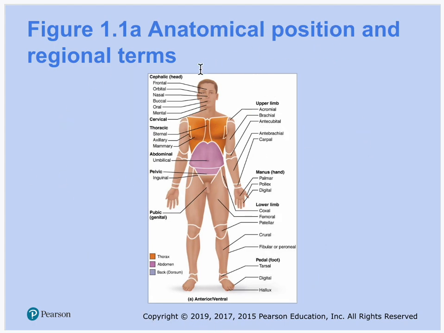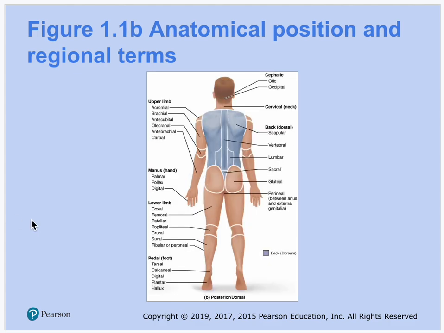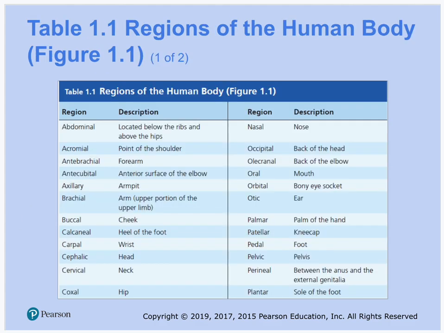Here is just the anterior terms. Here are the posterior terms. There is also a table in your lab manual, table 1.1, that gives a written description of each of these regions.